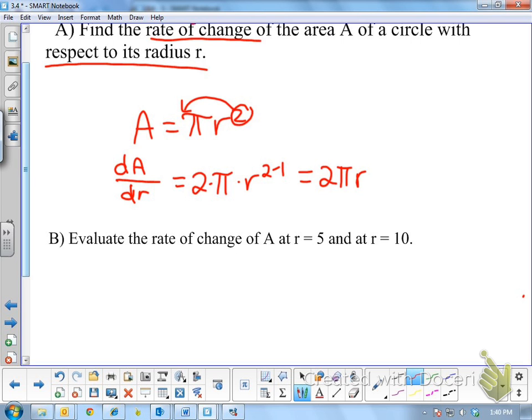So what if I want you to actually evaluate the rate of change? I want to know what's going on with how the area is changing when the radius is 5 or when the radius is 10.